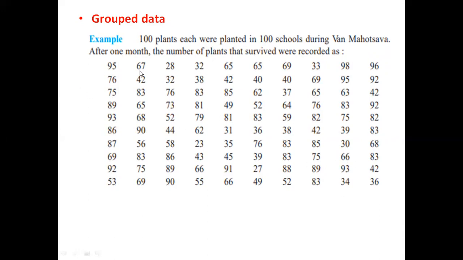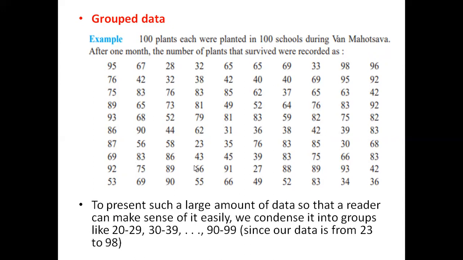Like if we have 95, we will check the frequency of 95. This 1, 2. We see here there is no 95, here there is no 95. So we have to draw this kind of frequency distribution table, and it will become very, very long. So instead of that, we will group the data.